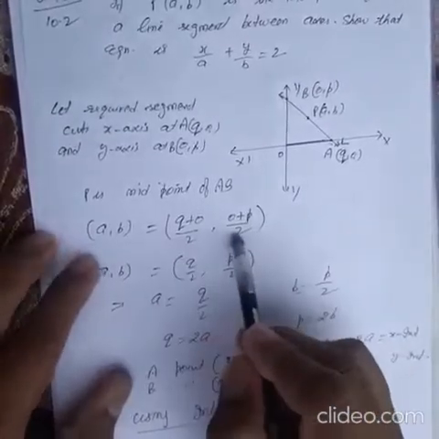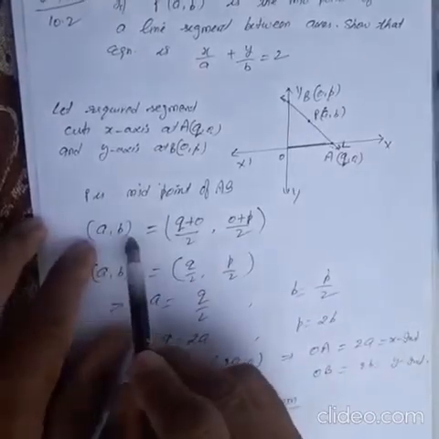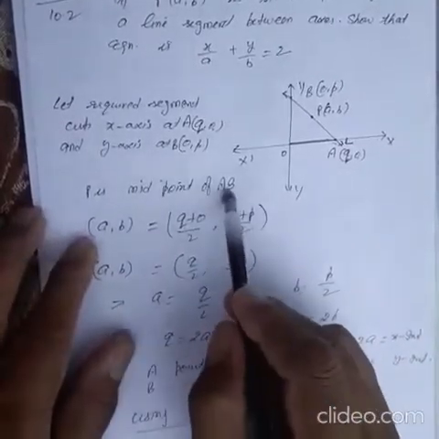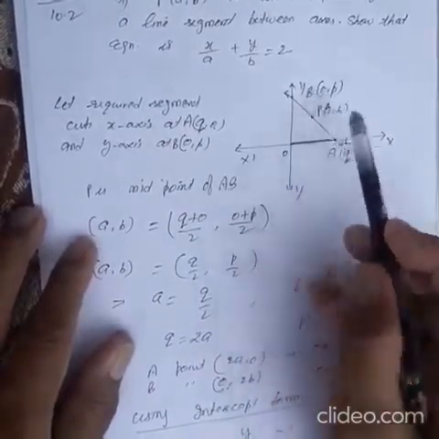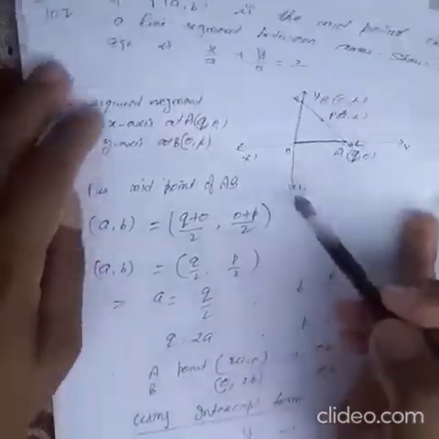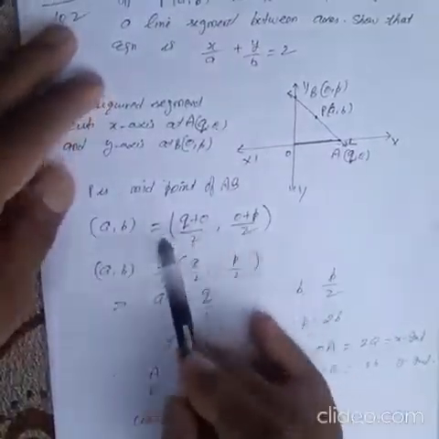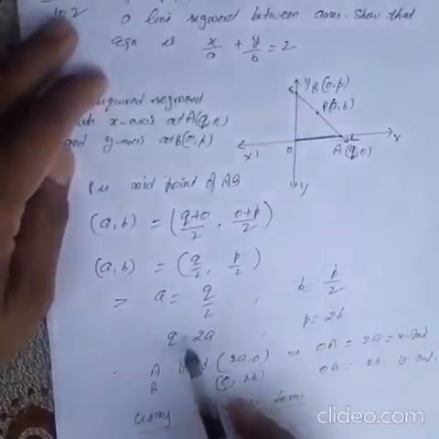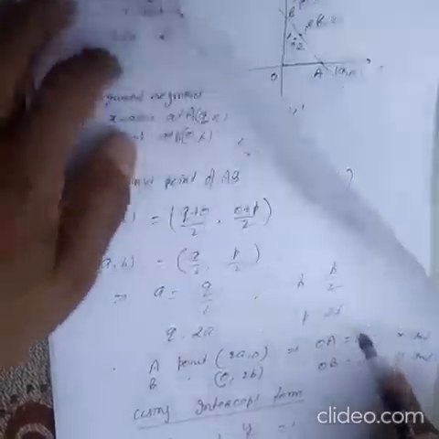So using the midpoint formula we can find the coordinates of P. This is the midpoint formula you have applied, and that coordinate should be equal to (a, b). So x1 is q and x2 is 0, so (q plus 0) upon 2. Similarly (y1 plus y2) upon 2, it will be (0 plus p) upon 2 after application. This should be equal to (a, b). Now comparing, a is equal to q upon 2. Similarly b is p upon 2. We can find the values of p and q. So q is 2a and p is 2b.